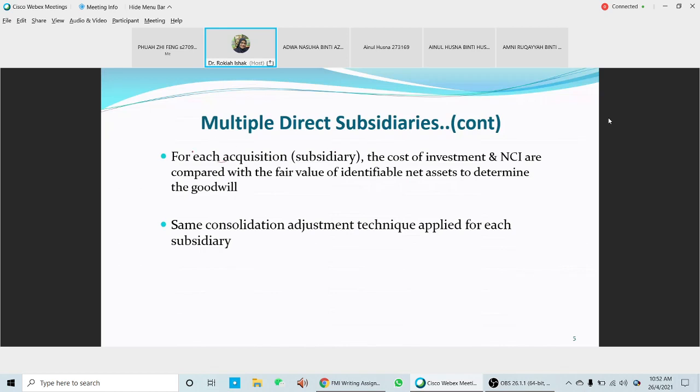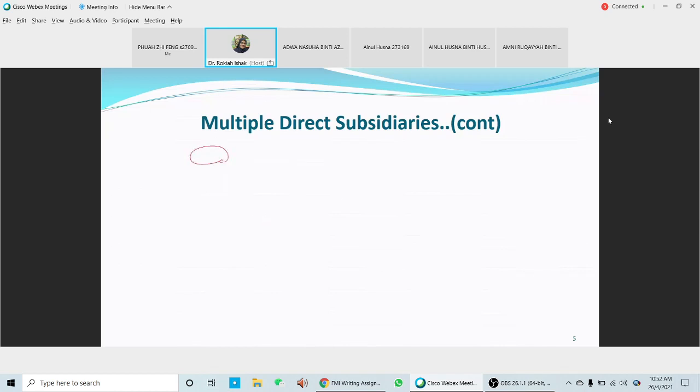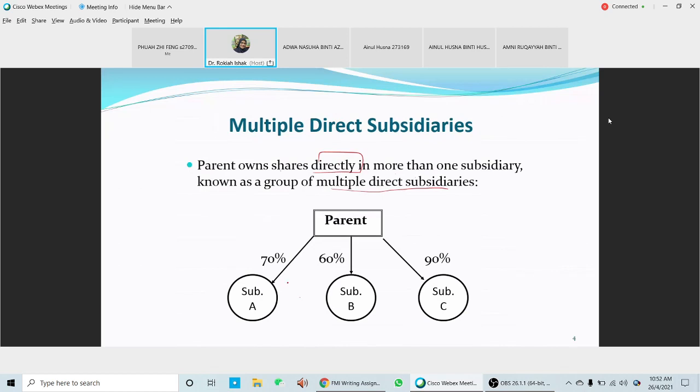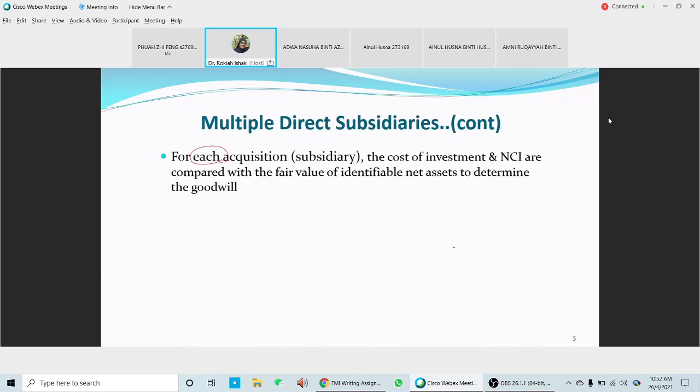So for each acquisition, in this example the parent has 3 subsidiaries. For each one, the parent is going to compare COI plus NCI with NIA to find a goodwill. So goodwill 1, and for this one the same thing, you are going to have goodwill 2. And then for this one you are going to have goodwill 3. So altogether it depends on how many subsidiaries you have, and then you will have 3 different accounts for goodwill. So for the previous example, we are going to have 3 goodwills. It depends on how many subsidiaries you have.